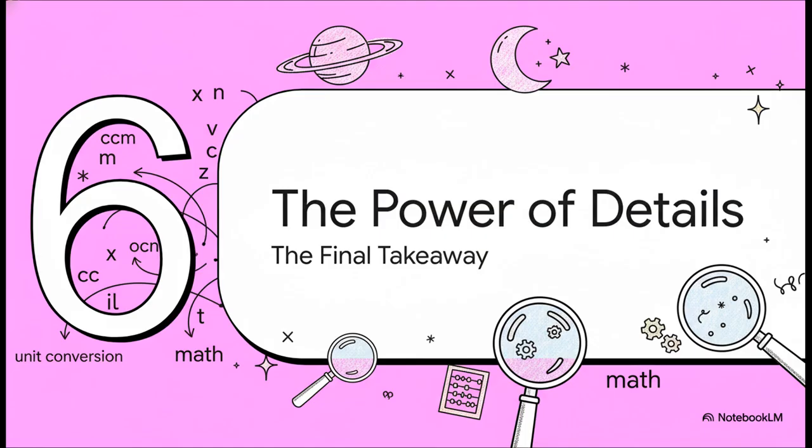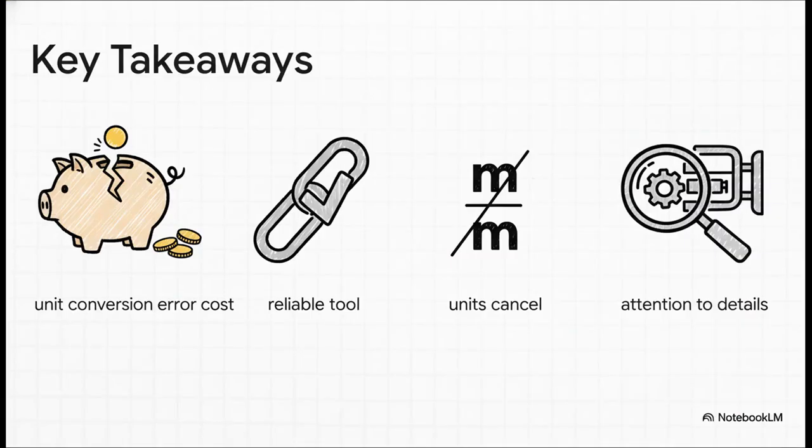What's the big lesson here? Well, it's about a lot more than just math, right? It's really about the incredible, mind-blowing power of paying attention to the little things. So the takeaways are pretty powerful. A tiny little error in unit conversion costs a fortune and years of work. But there's a simple, reliable system, the conversion factor method, that can prevent these mistakes. And it all boils down to that one simple visual check, making sure your units cancel out.